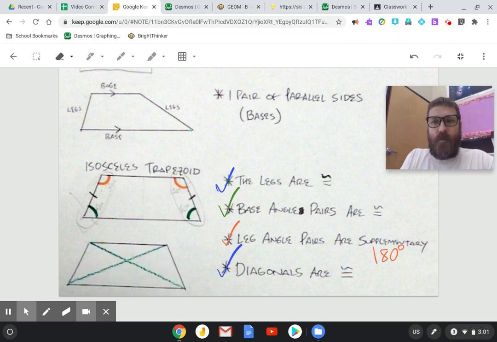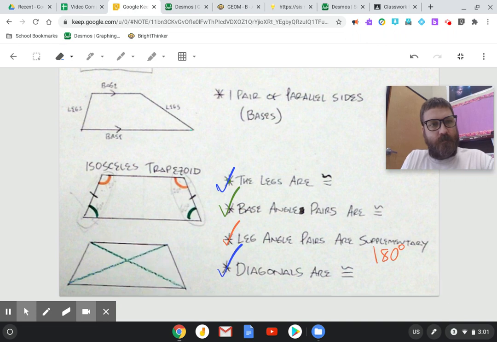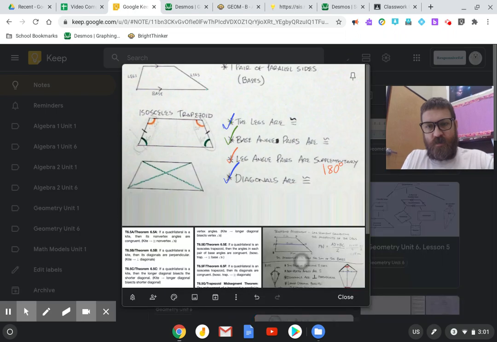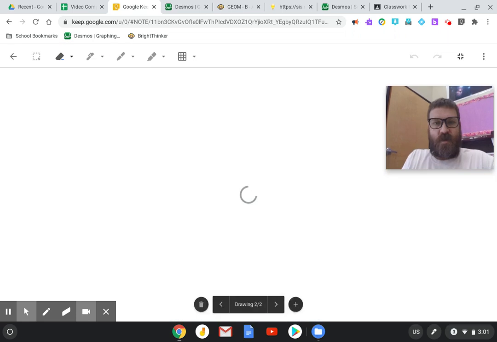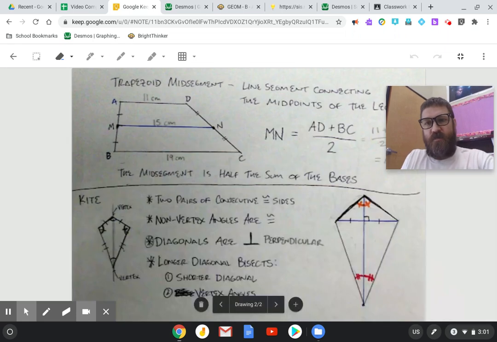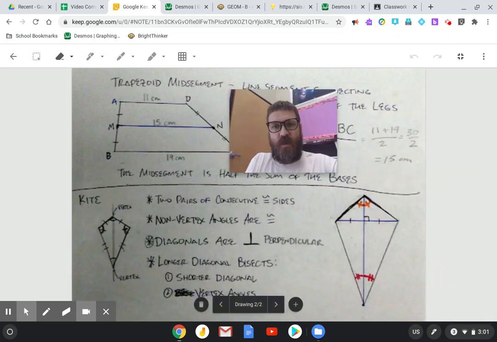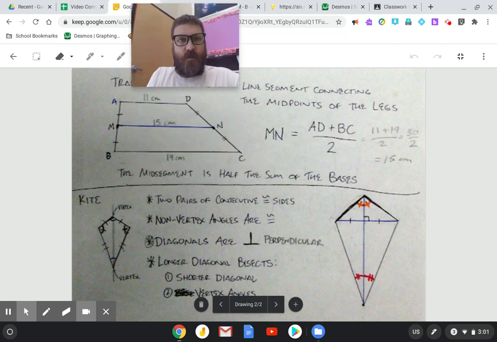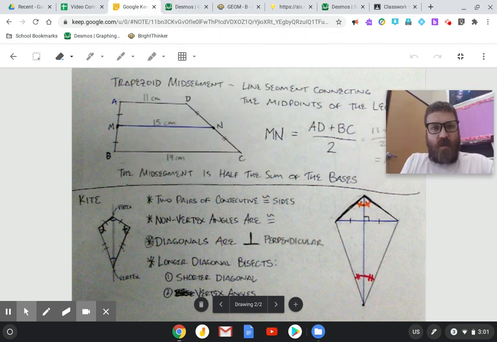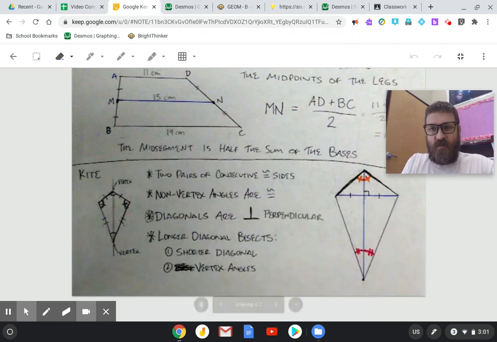Okay, so that's kind of everything you need to know about trapezoids, with one exception, which we'll get to near the end. But let's jump over to kites. I'm actually going to be focusing on the bottom of this diagram here, not the stuff about trapezoid midsegment. I'm going to cover that up for now so we don't get too distracted by it. But kites. So kites are another type of quadrilateral.